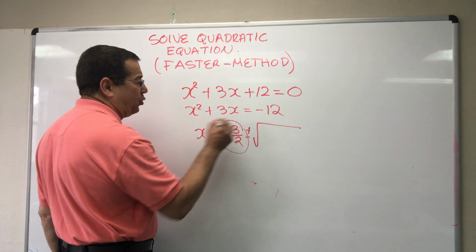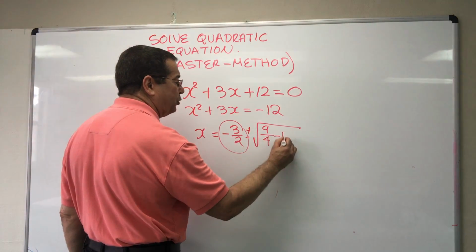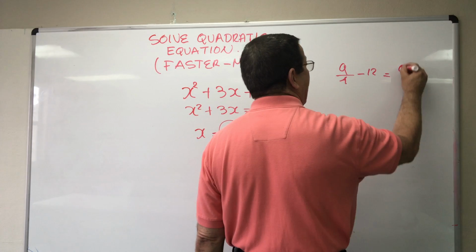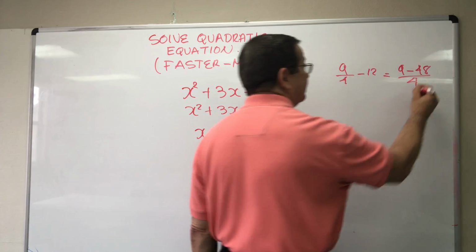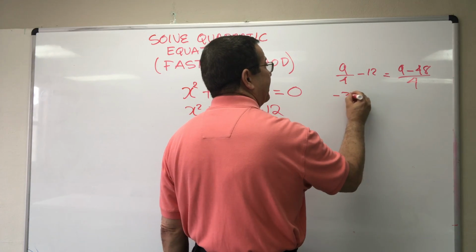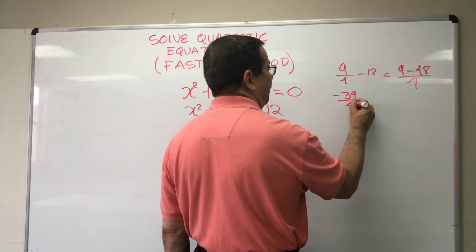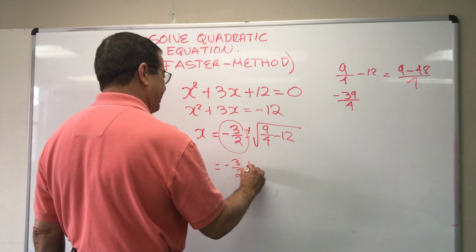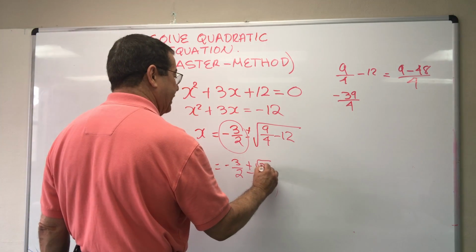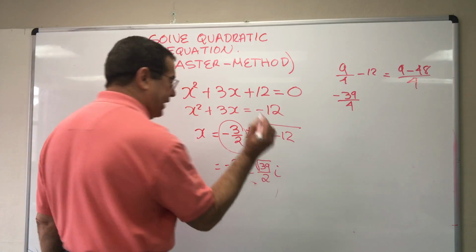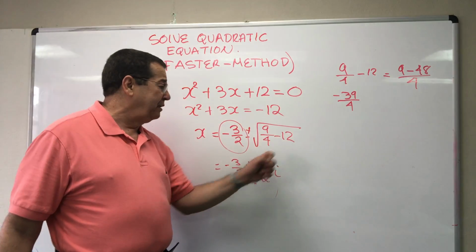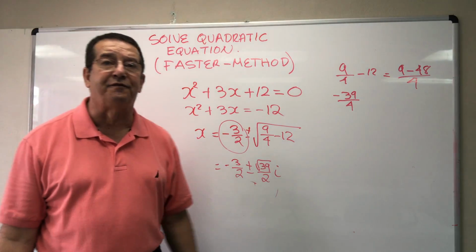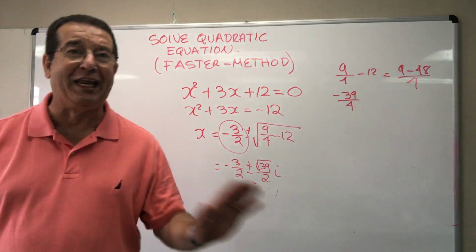This number squared is 9 over 4 minus 12. And now 9 minus 4 times 12 gives 9 minus 48 divided by 4. 9 minus 48 is negative 39 divided by 4. Now it's negative 3 over 2 plus and minus the square root of 39 times i, divided by the square root of 4, which is 2. Because it's negative, the solution is imaginary. It's very easy to find the solution of any quadratic equation.